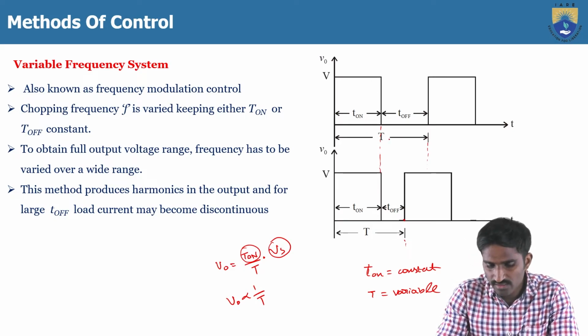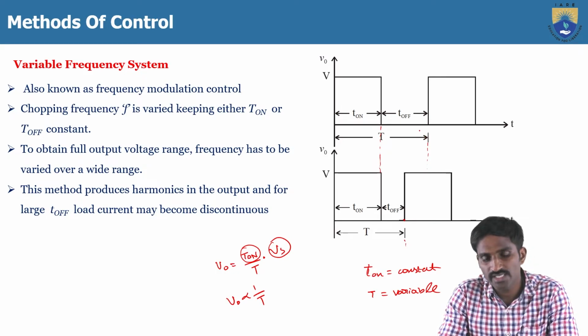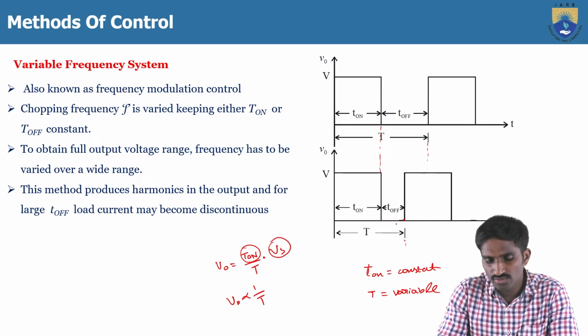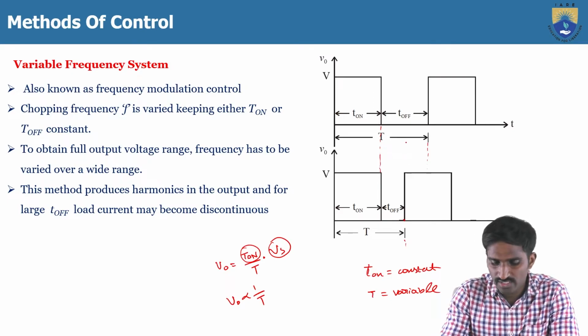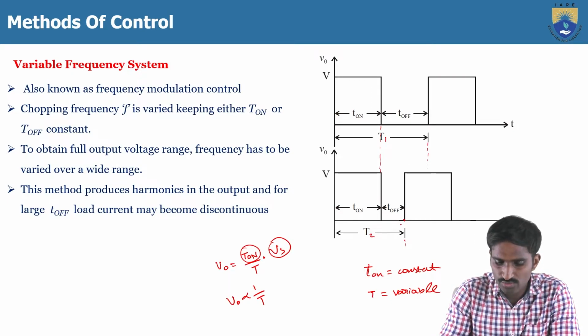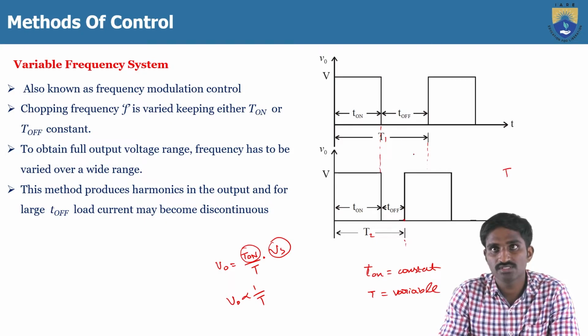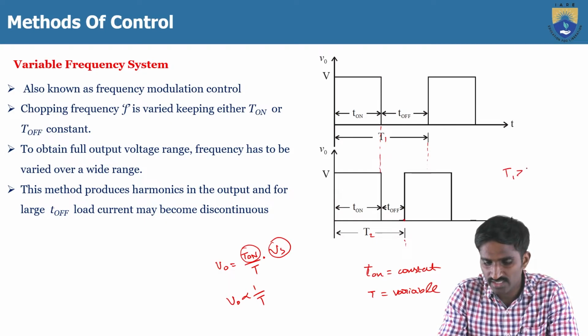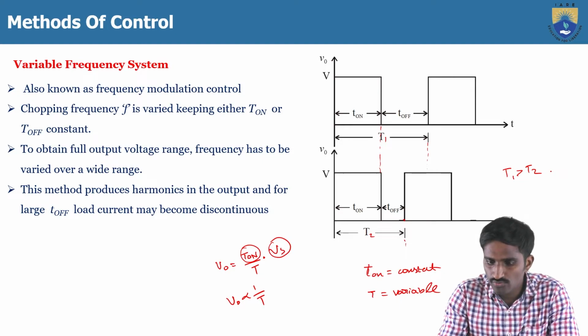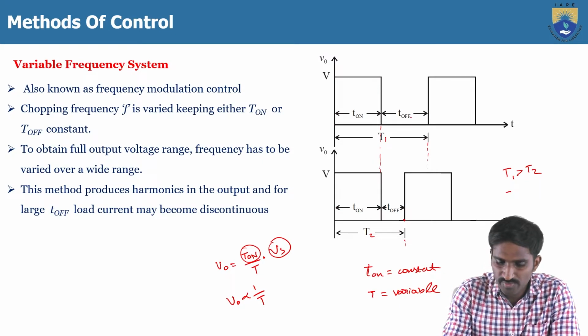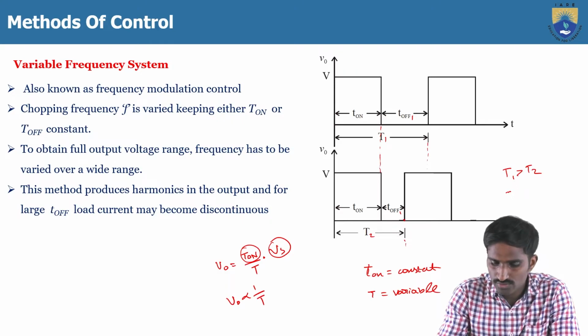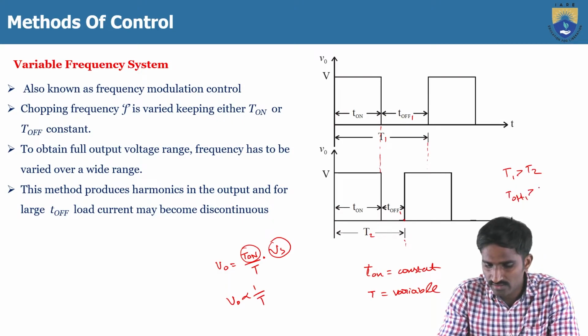Because here you can see, when you are increasing the T, indirectly T off is increasing. So in this case, when compared to here, let me consider here it is T1 and here it is T2. As we can see from this waveform, this T1 is greater than T2. So T of 1 is also greater than T of 2.